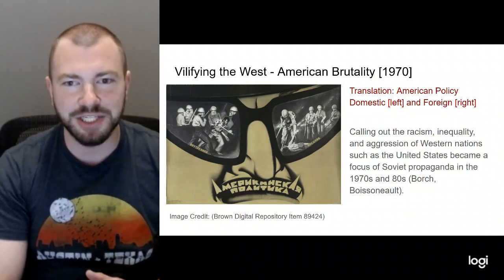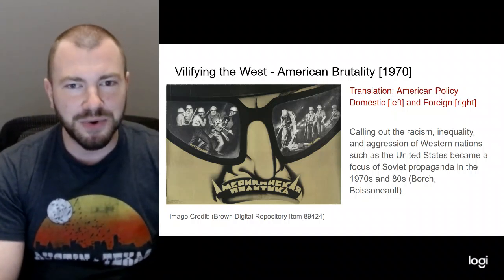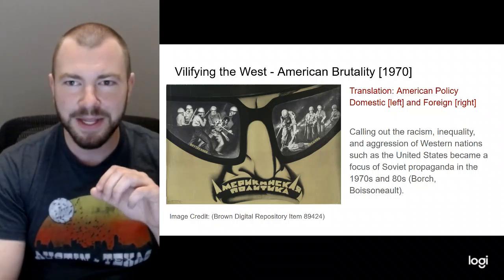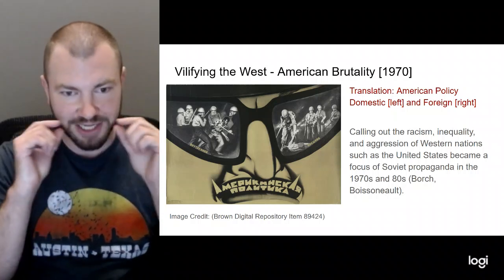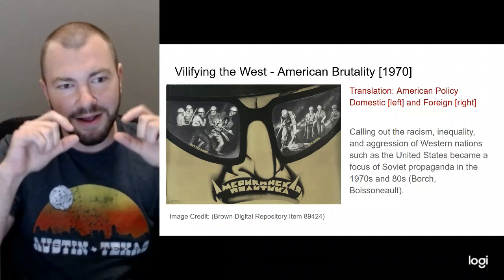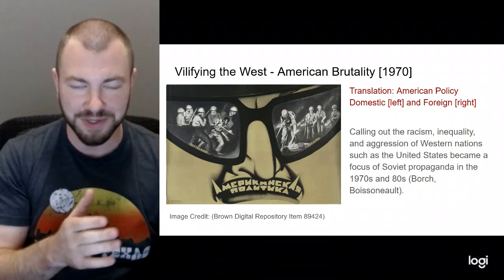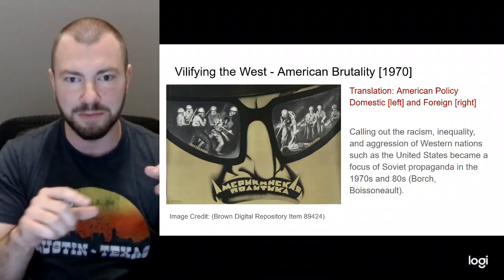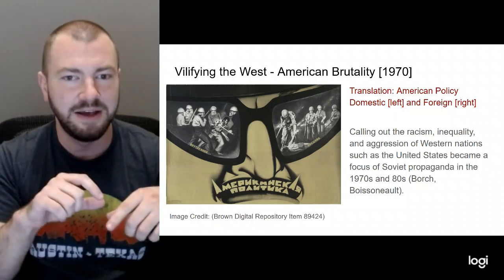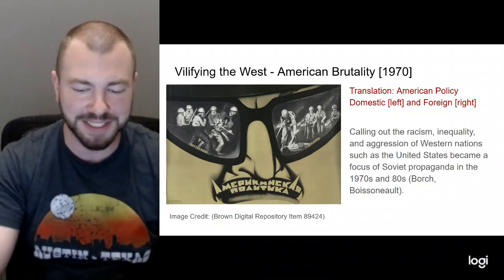So now we come to the section of decrying the West, the section of the posters. This is a really interesting one to me. This is one of my favorites for the message that it sends. The translation of this is, on the mustache, it says American policy, and then reflected in the sunglasses, on the left, it says domestic, or literally internal, vnutrenyaya politika would be domestic politics, and then the same thing for the right lens. Vneshnyaya politika is foreign, or literally outside policy.